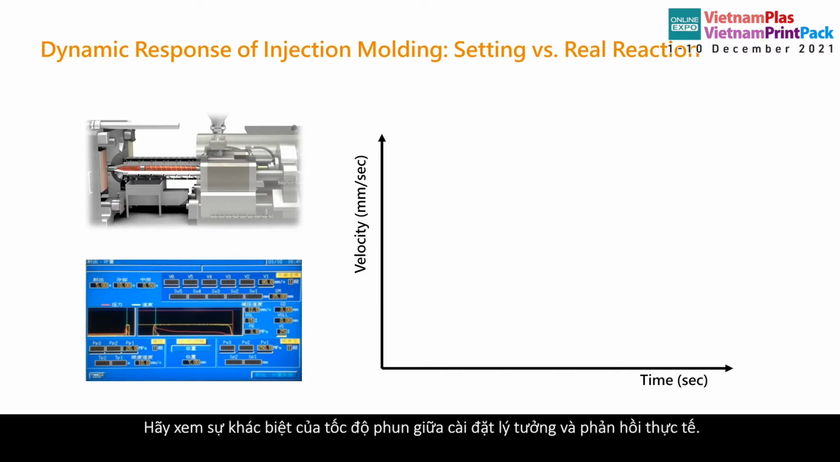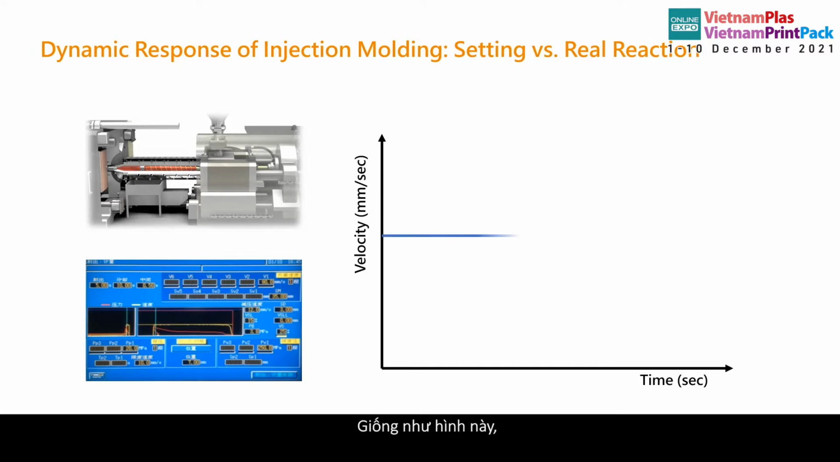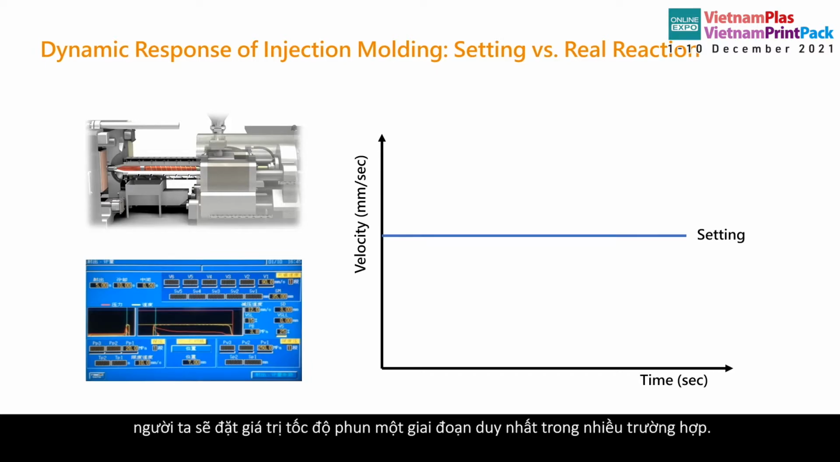Let's see the difference of injection speed between ideal setting and real response. Like this figure, people will set a single-stage value of injection speed in many cases. However, will the real reaction of the machine always follow the setting value? Actually, every machine has its own unique behavior. We present different real responses.